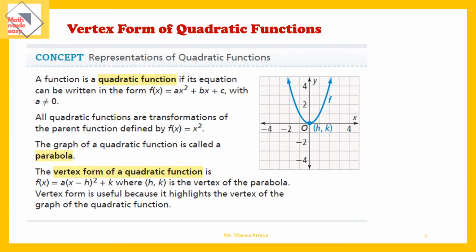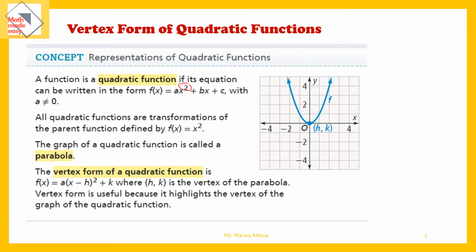The concept we are going to discuss today is representations of quadratic functions. A function is a quadratic function if its equation can be written in the form of f of x equals ax squared plus bx plus c. Now, why ax squared plus bx plus c? Because here the highest degree of any of the terms of the equation is 2. So because the highest term is 2, this is a quadratic function.